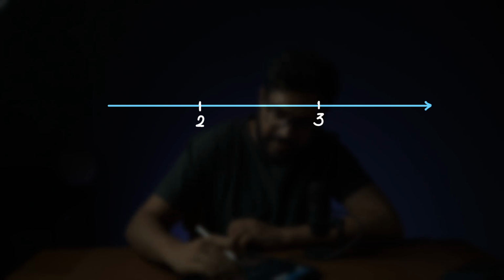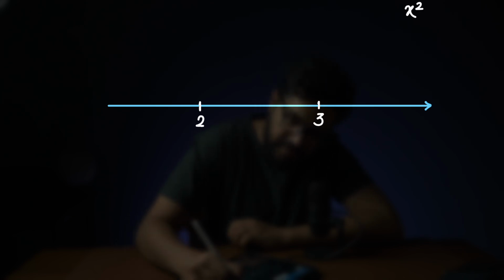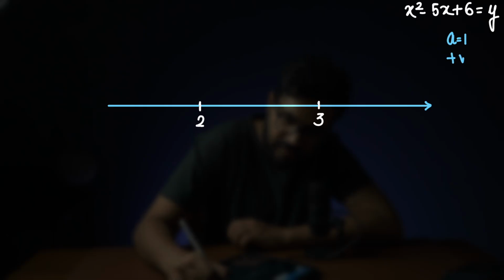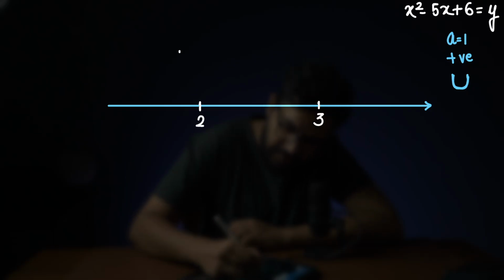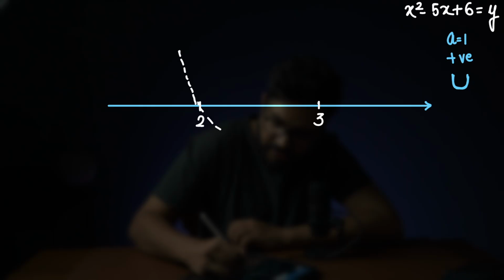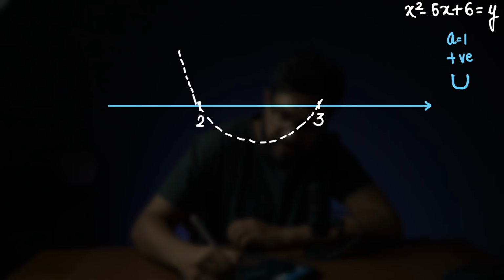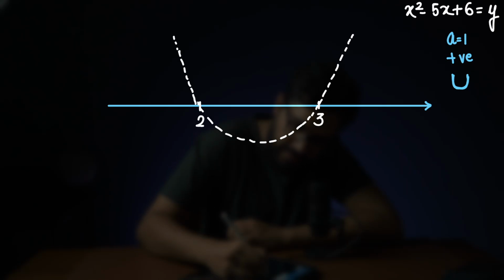So in this case, I found out that there are two solutions of this parabola, 2 and 3. So my parabola will be passing through these 2 points, 2 and 3. And since the equation of the parabola is x square minus 5x plus 6, the value of a is 1, which is positive. So the shape of the parabola will be like a U. It's going to be an upward parabola. So my parabola will pass through these 2 points, 2 and 3, and it's going to be an upward parabola.